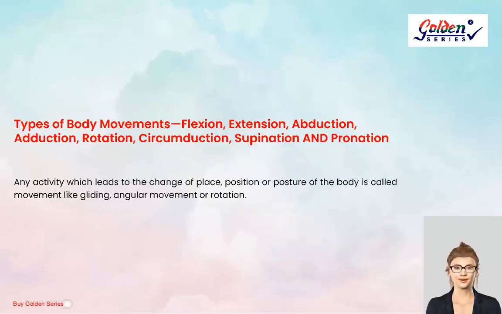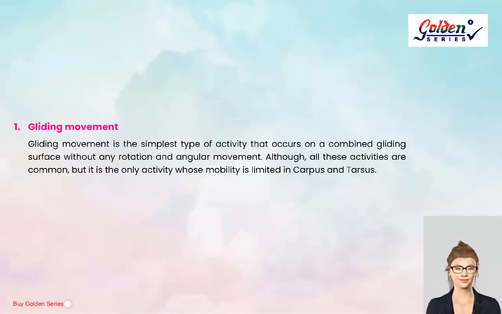Types of body movements: flexion, extension, abduction, adduction, rotation, circumduction, supination, and pronation. Any activity which leads to the change of place, position, or posture of the body is called movement, like gliding, angular movement. Number 1.